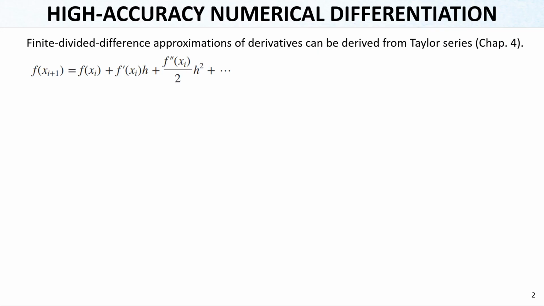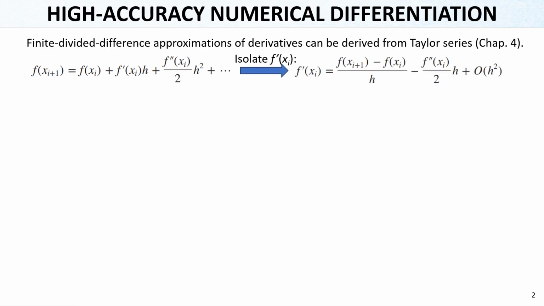If you remember, in chapter 4 we used Taylor series to get numerical differentiation using the finite divided difference approximation of derivatives. And you can see here a Taylor series. In this Taylor series we were isolating f prime, which is the first derivative. And then we were able to get f(xi+1) minus f(xi), and also minus this, and the rest you can see on the right hand side.